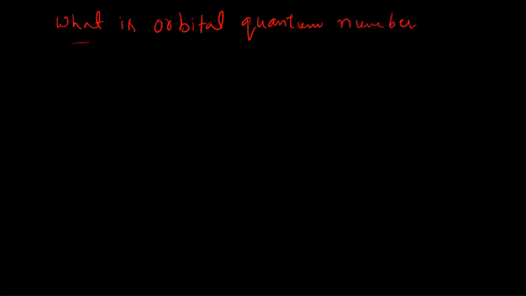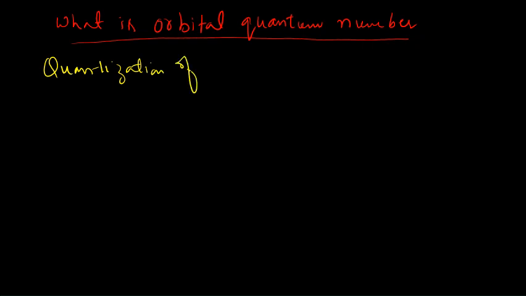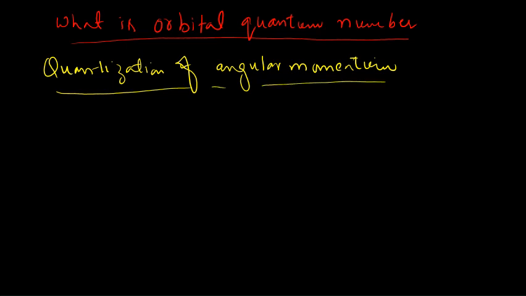Okay, so the orbital quantum number basically represents the quantization of angular momentum. Quantization of angular momentum. So here I will tell you how the orbital quantum number represents the quantization of angular momentum.